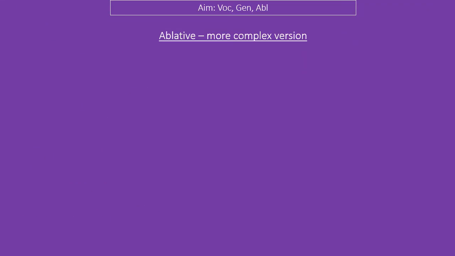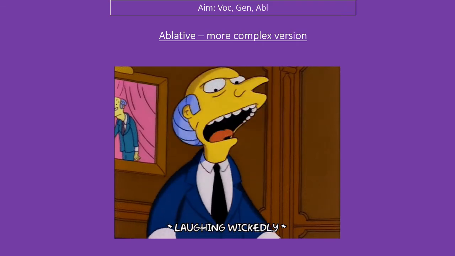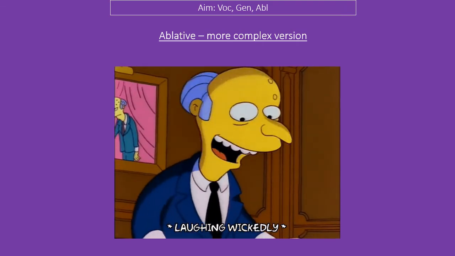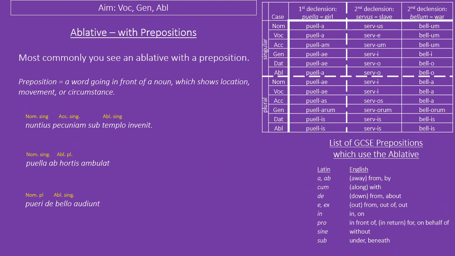And then we get to the ablative. So the most common meaning of the ablative is with a preposition. Preposition being a word that goes in front of a noun, which shows its location, its movement, or its circumstance. That's a lot of words.